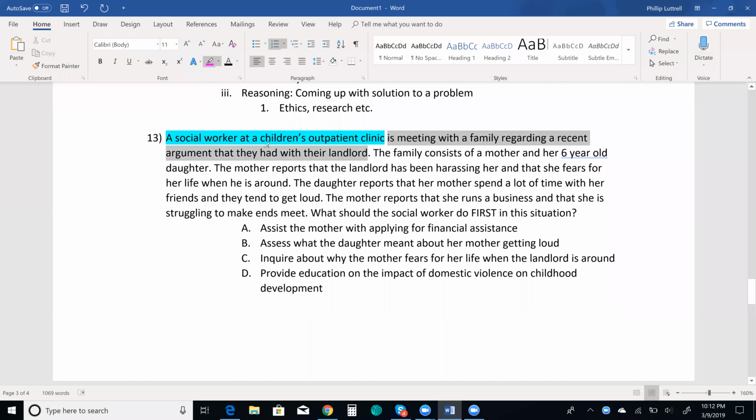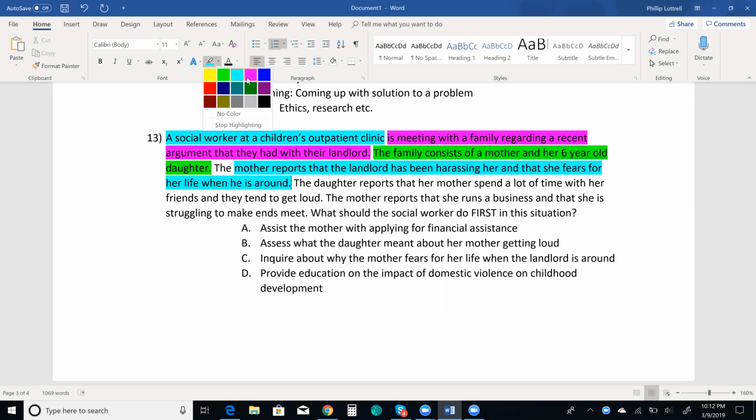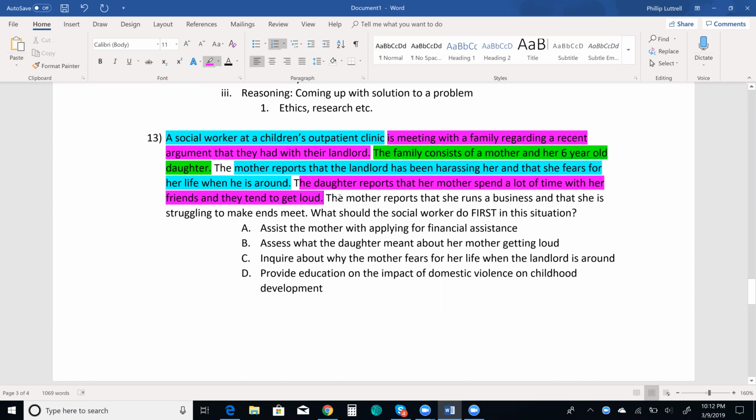Meeting with a family regarding a recent argument that I had with their landlord. The family consists of a mother and her 6-year-old daughter. The mother reports that the landlord has been harassing her and she fears for her life whenever he's around. The daughter reports that her mother spends a lot of time with her friends and tends to get loud. And the mother reports she runs a business and she's struggling to make ends meet.